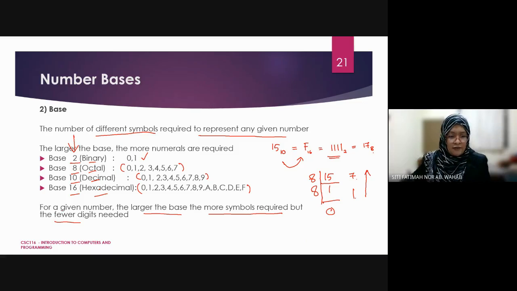So let's see this fact. The larger the base, which one is larger? This one. The larger the base, the more symbols required, F. But the fewer digits needed. See, F only 1 digit. 15 base 10, 2 digits. 17 base 8, 2 digits. 1111 base 2, 4 digits. Do you see? The smaller the base, the fewer symbols we use, just 0 and 1, but the more digits we need to write.